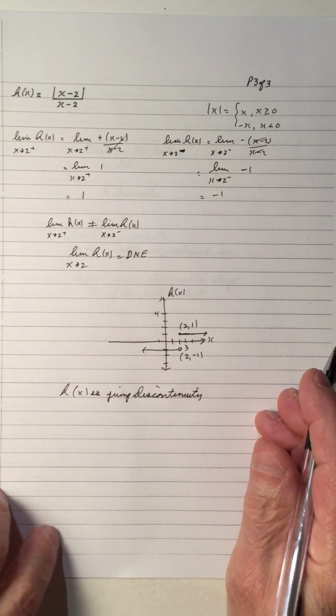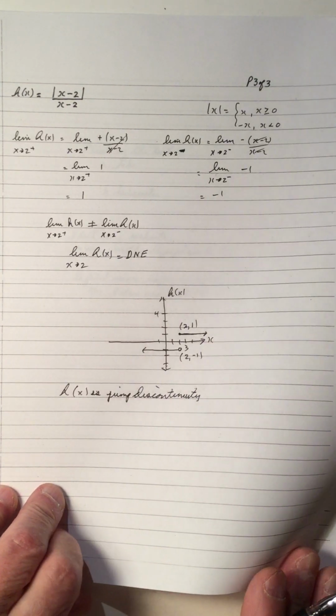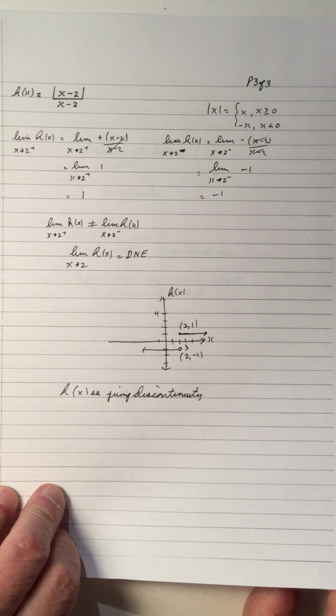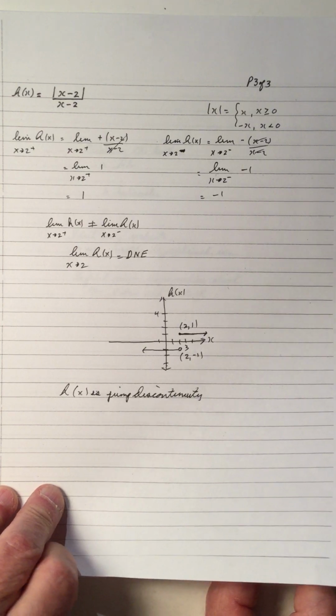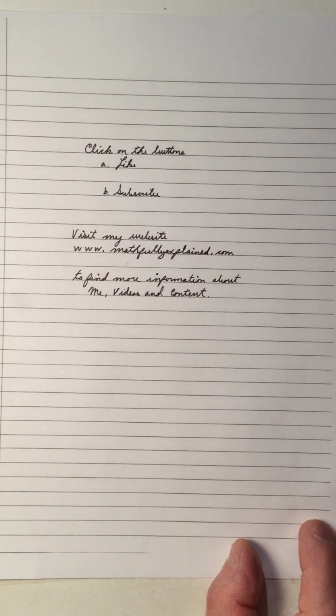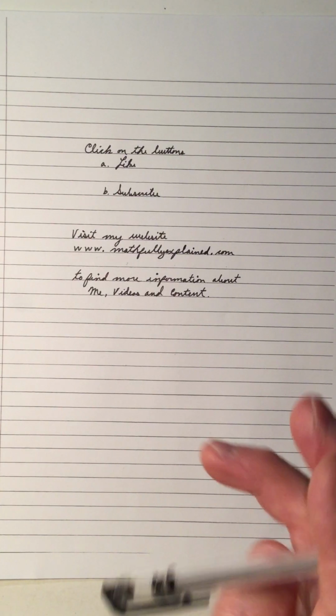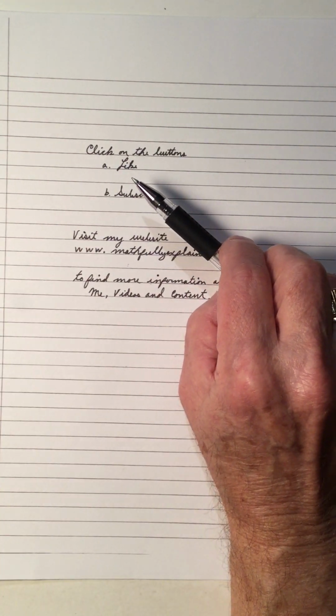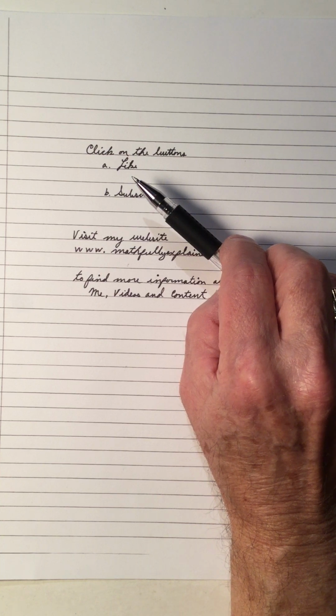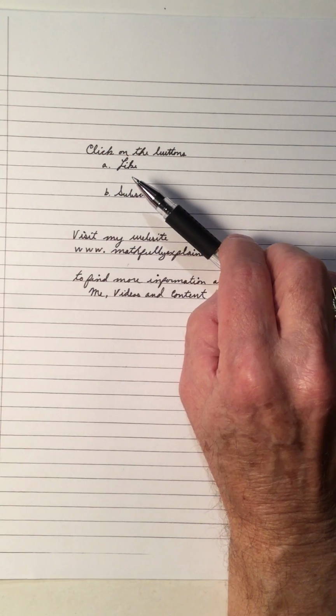So that's two examples of a jump discontinuity. Again, the limit on the left is not equal to the limit on the right, so the limit doesn't exist. So that's a jump discontinuity, and this, we already did two videos. One was the removable, this one is the jump, and we got one more to do.